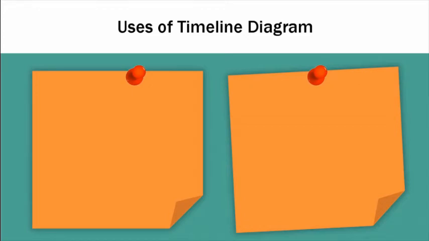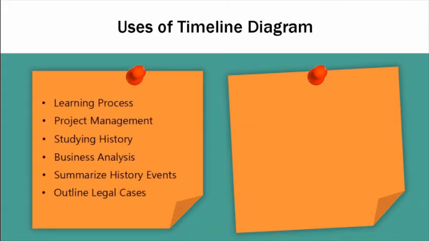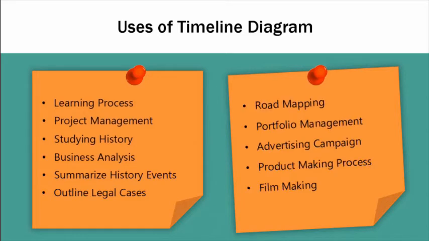Next are the uses of timeline diagram. There are several human engagements that can be put into a timeline diagram because human engagement requires time, and it can be used as a guide for what is next for your process. A timeline diagram can also be used to understand history since it will serve as a record in summarized and chronological form for a series of events, making it easier to remember and familiarize. These are the human engagements that can be put into a timeline diagram: the learning process, project management, studying history, business analysis, summarizing historical events, outlining legal cases, road mapping, portfolio management, advertising campaigns, product making process, filmmaking, and etc.